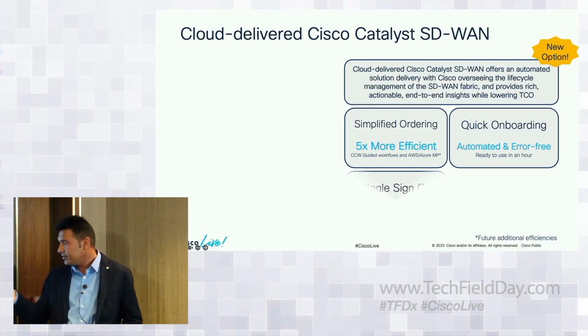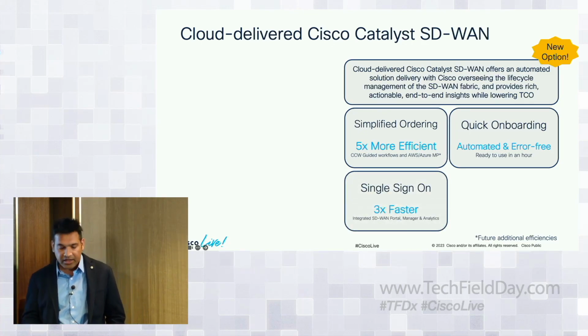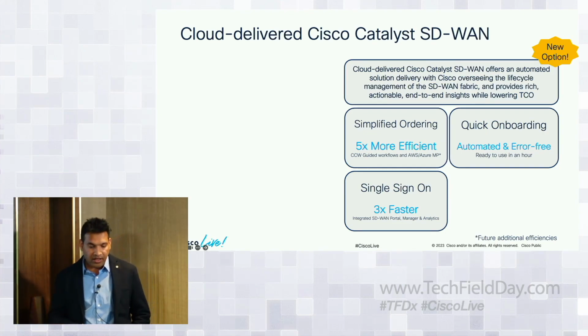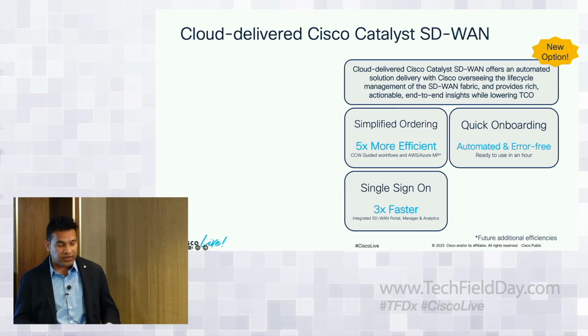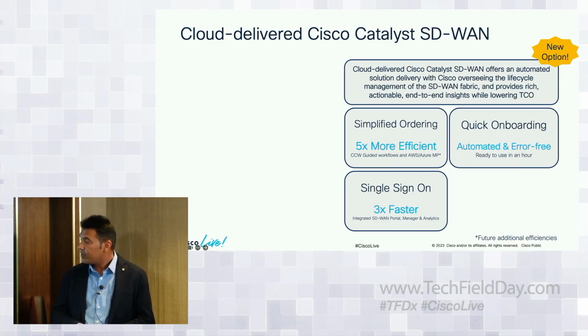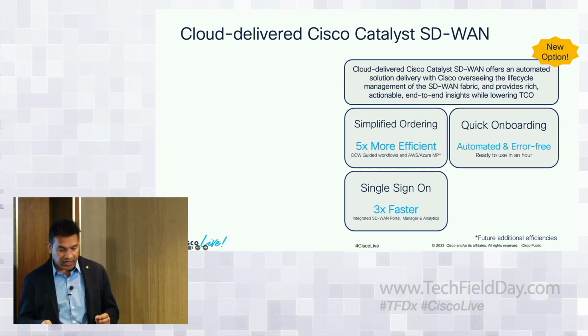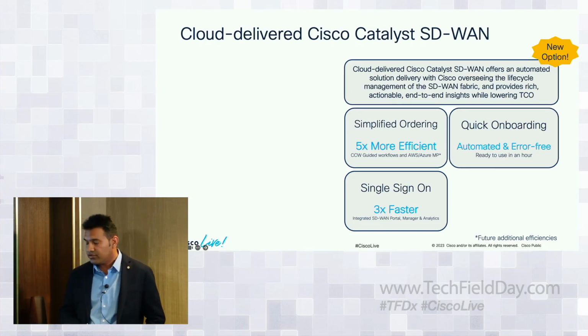With single sign-on that we are bringing in, which works between Catalyst SD-WAN portal, the manager, the analytics, now there is no need to have 3 different credentials to log into 3 different applications. They're all integrated. They are together for faster access. You just have to use your Cisco ID to log into portal, and then you should be able to access all of the applications within.